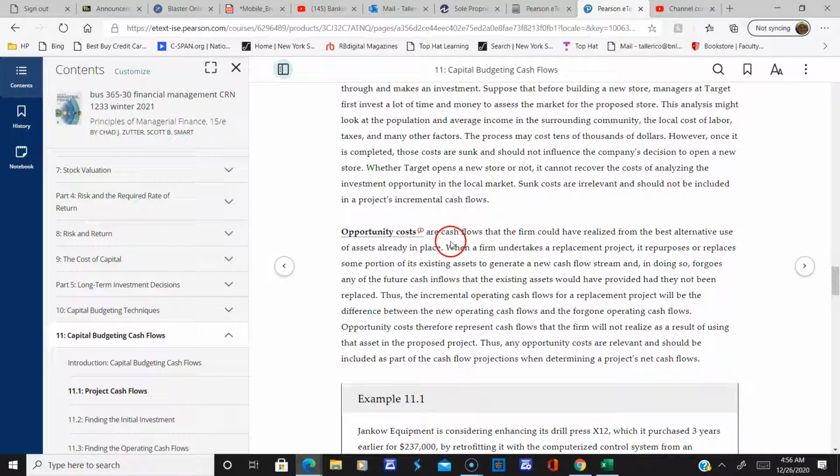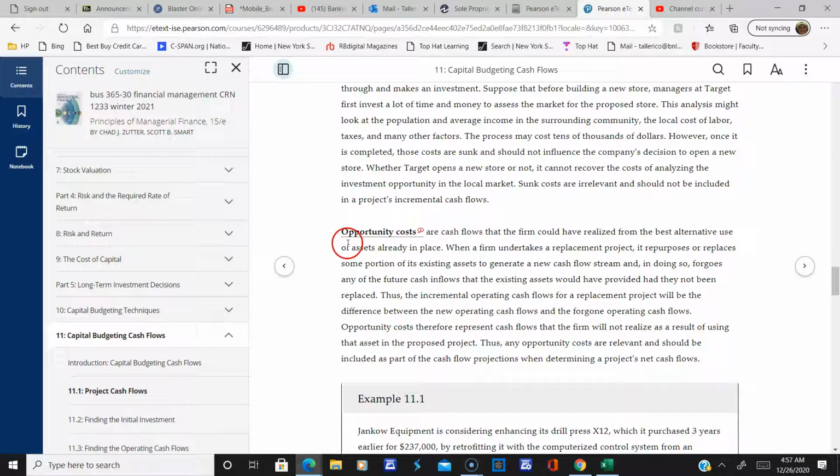Now, an opportunity cost are cash flows that the firm could have realized from the best alternative use of assets already in place. So when a firm undertakes a replacement project, it repurposes or replaces some portion of its existing assets to generate a new cash flow stream, and in doing so foregoes any of the future cash inflows that the existing assets would have provided had they not been replaced. Thus, the incremental operating cash flows for a replacement project will be the difference between the new operating flows and the foregone operating cash flows.